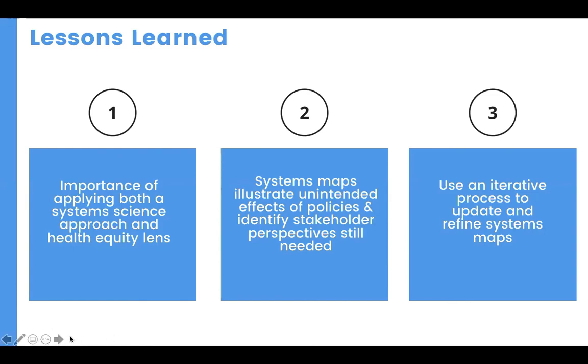Finally, we learned it is important to use an iterative process for refining systems maps to identify new relationships between variables, as well as other stakeholders to bring to the table.